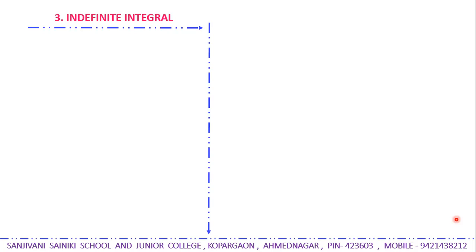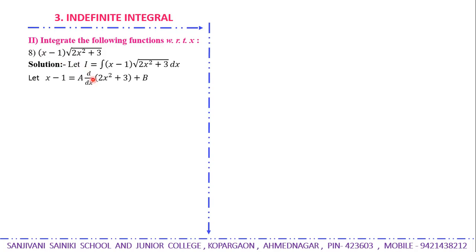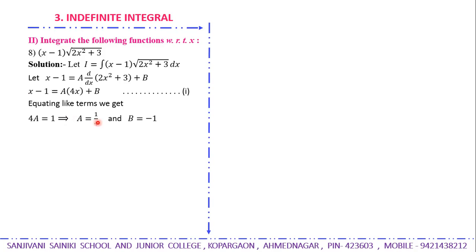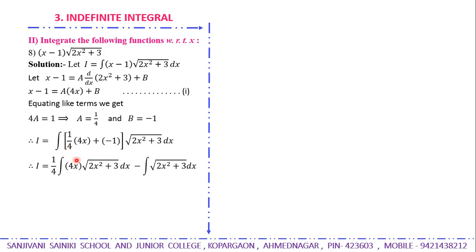Now the next problem is the integral of x minus 1 times root 2x square plus 3. So it is in the form of px plus q and root ax square plus bx plus c. So here we have to express this x minus 1 as a times d by dx of this 2x square plus 3, plus b. Comparing the like terms, you will get 4a is equal to 1. So a is equal to 1 by 4 and b is directly minus 1. So I can write this x minus 1 as 1 upon 4 times (4x) plus minus 1. So multiply this square root by this factor.